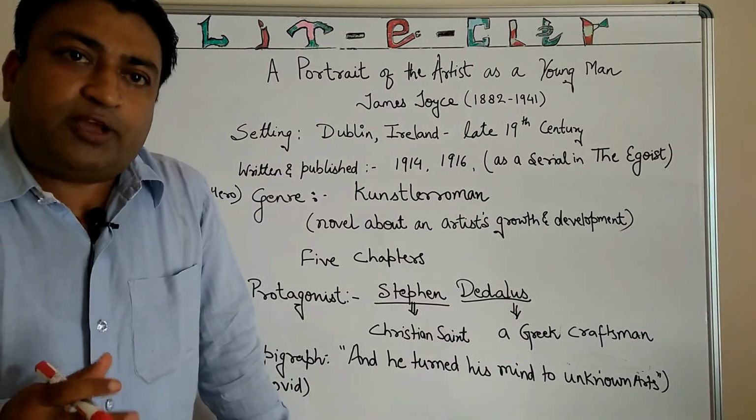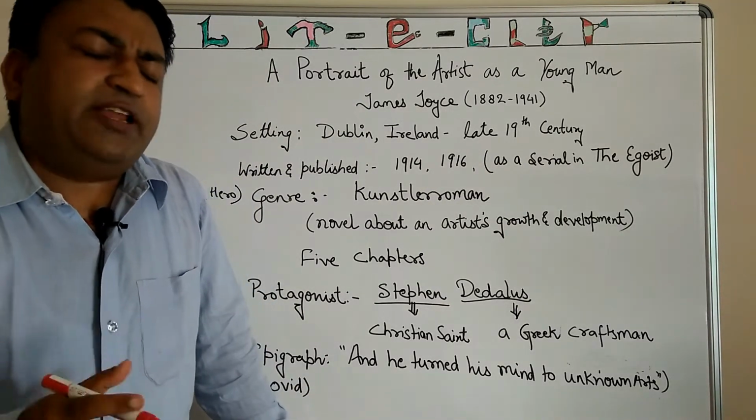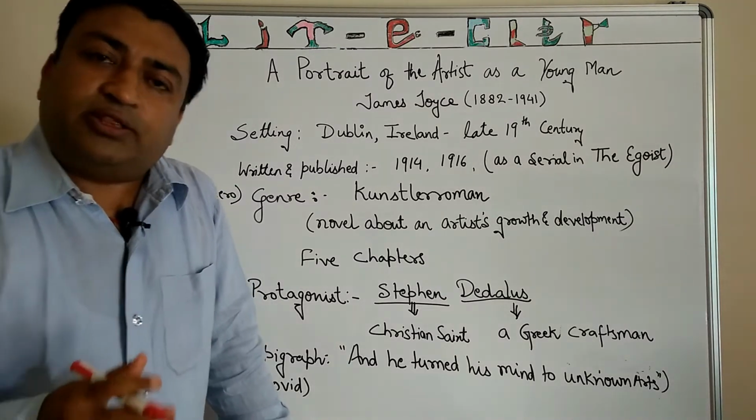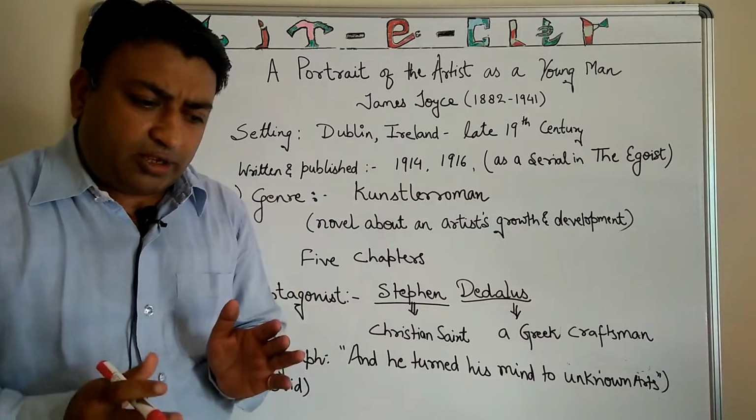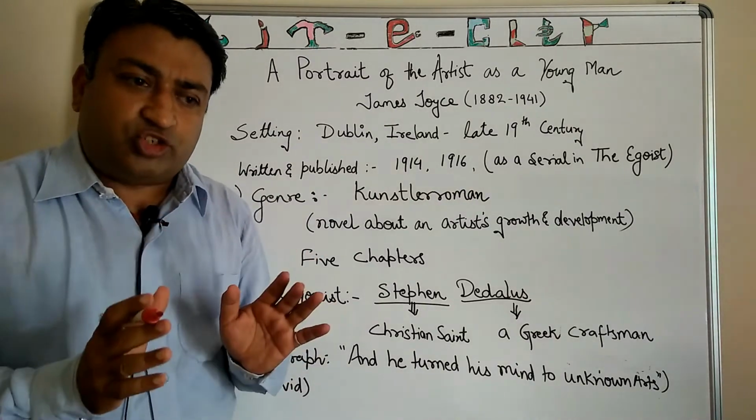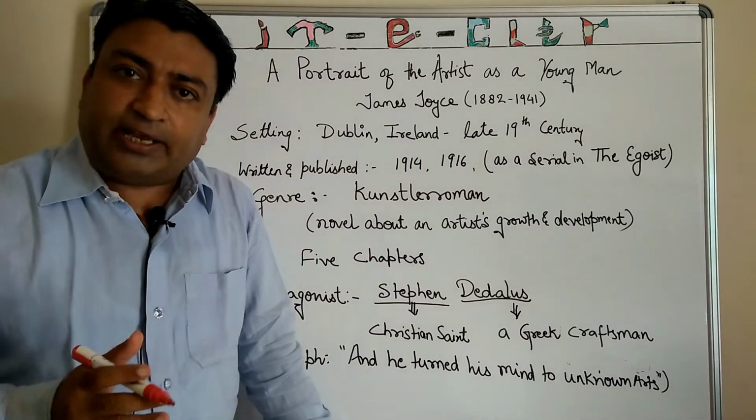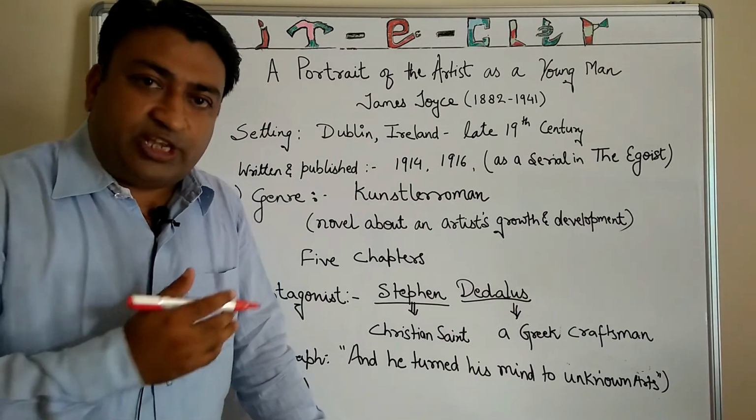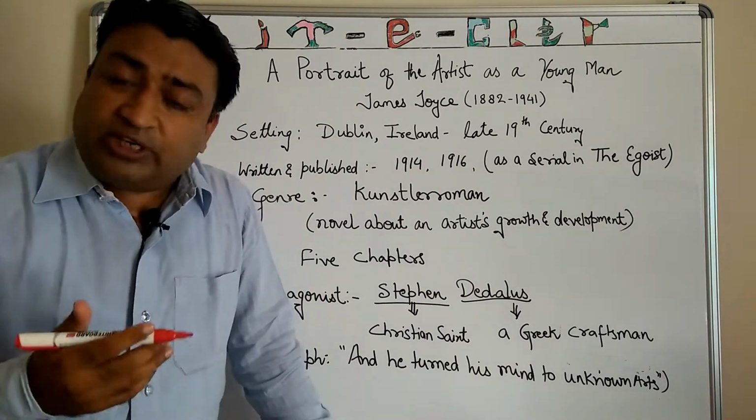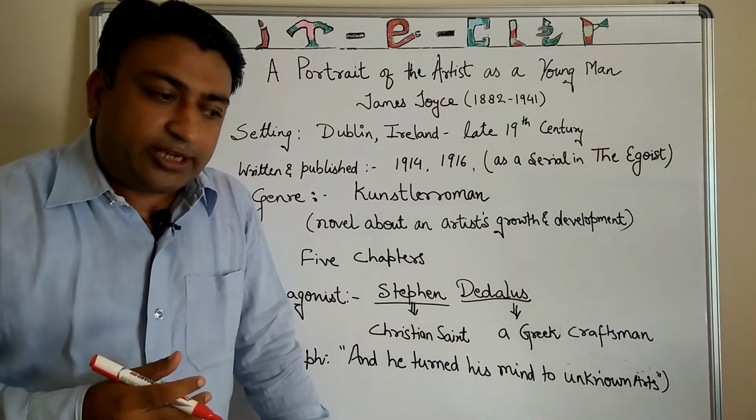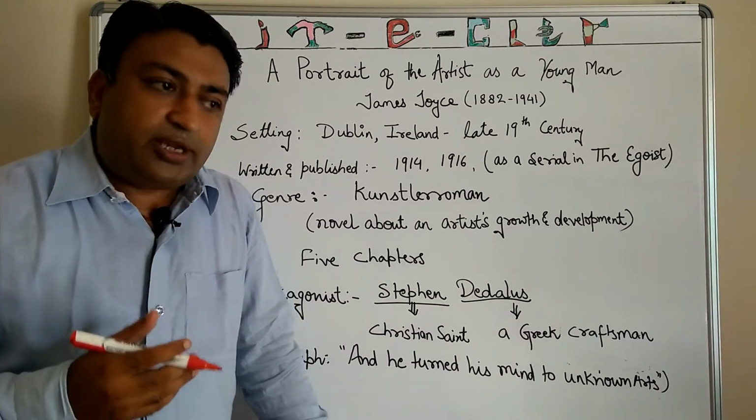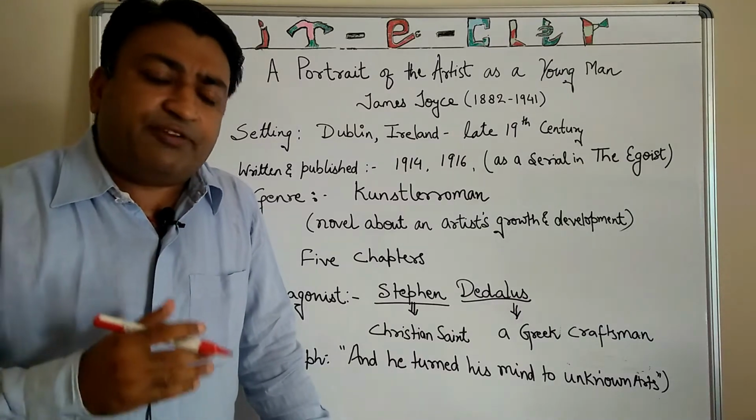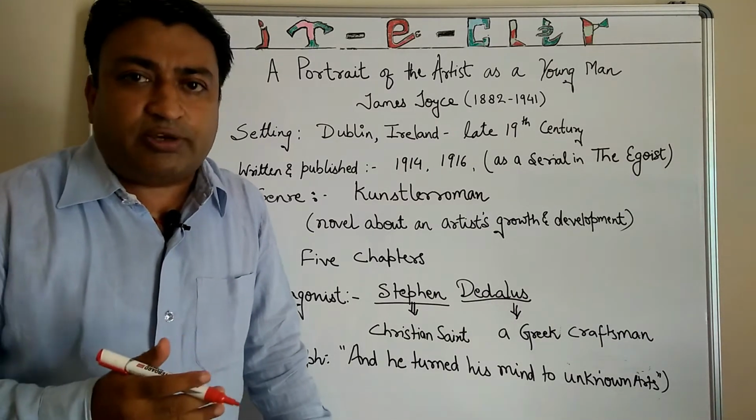Friends, today we are going to discuss a very major novel in English literature. In fact, this novel single-handedly changed the course of novel writing in English literature. It was the time when writers like James Joyce, Virginia Woolf, and D.H. Lawrence were writing certain novels that were, we can say, a reversal of traditional fictional writing.